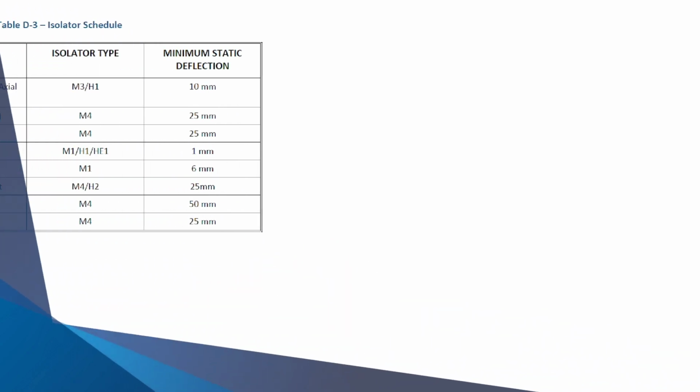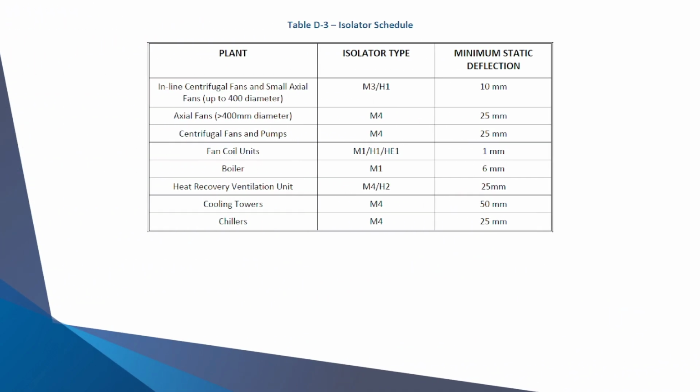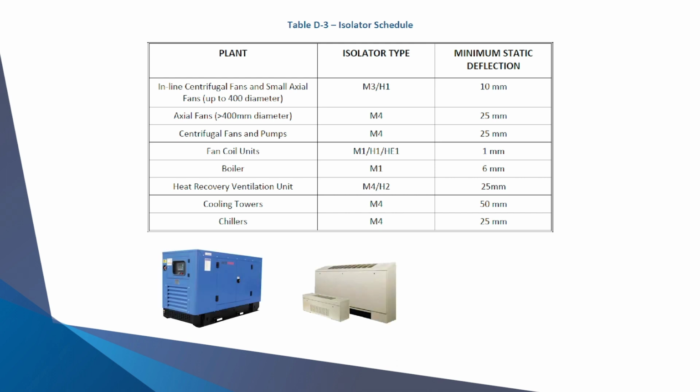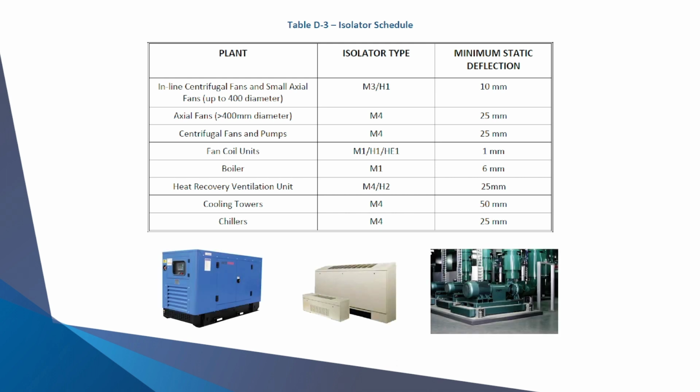In a mechanical services specification, the anti-vibration mounting requirements will typically be given in terms of a static deflection that needs to be achieved for each major plant item. Provided that's met, then performance is taken care of. But what is static deflection, and how does that determine what your isolation performance is?